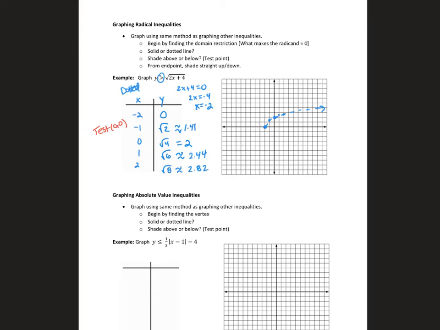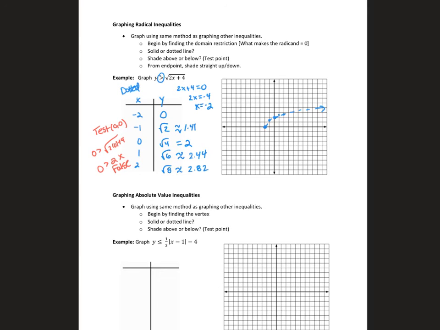And so I'll plug this into my original inequality. So 0 is greater than the square root of 2 times 0 plus 4. And I get 0 is greater than the square root of 4, which is 2. And that is false. So I know (0, 0) is not part of my solution set.